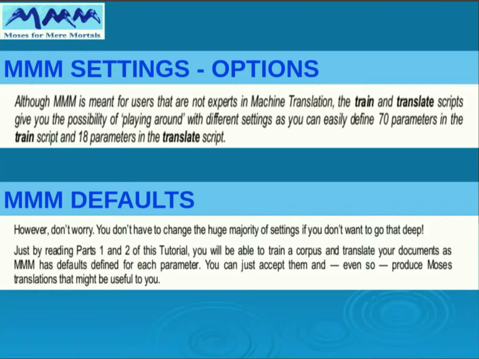Although Moses for Mere Mortals is meant for users that are not experts in machine translation, you can nevertheless define some settings in the train and translate scripts, and you already have lots of parameters that will give you millions of combinations probably. Don't be scared, because the huge majority of settings you don't even want to look at. You can just accept the defaults, and even then produce Moses translations that might be useful for you. Just read parts 1 and 2 of the tutorial if you don't want to go that far.